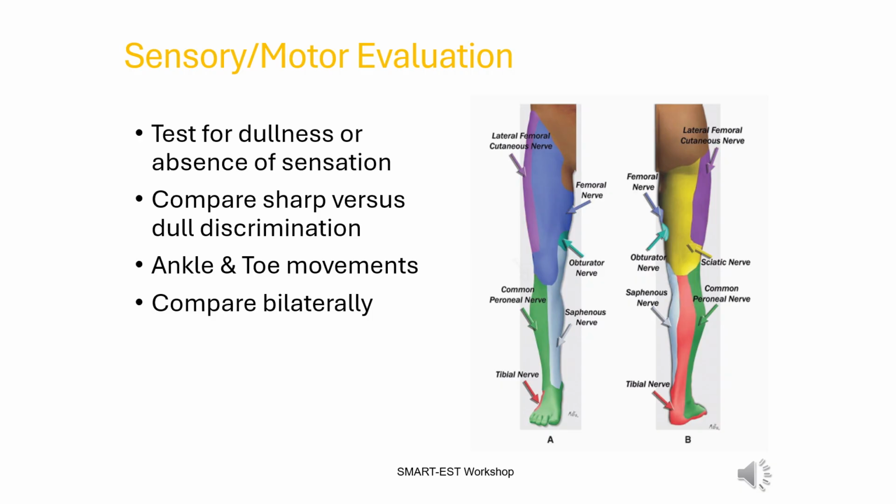Motor and sensory evaluation of the lower extremity. We will be testing for dullness or the absence of sensation. Comparison of sharp to dull discrimination. You can focus on ankle and toe movements, and you should always compare bilaterally. The illustration on this slide shows the sensory or dermatome distributions of the various nerves of the lower extremity that you would want to evaluate.